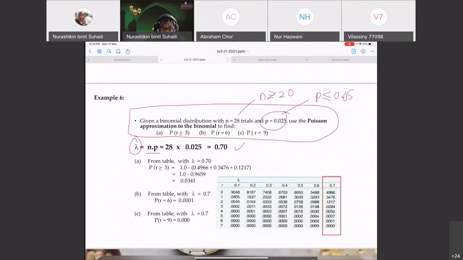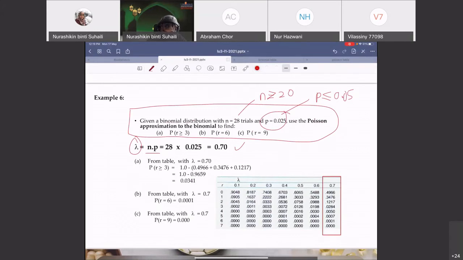For example, the first question, r greater or equal to 3. How do you solve that? This means 1 minus P(r equal to 0), P(r equal to 1), P(r equal to 2).